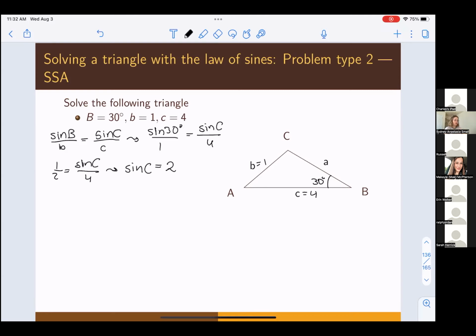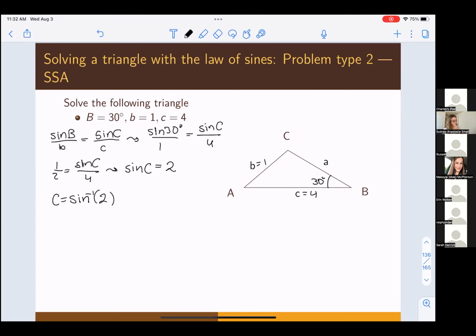2 is not a nice y coordinate I know on my unit circle. So I have to use my inverse trig functions in order to solve for C. So I know that C, or one of the solutions to C at least, is the inverse sine of 2. Normally I would say plug this in your calculator to figure out what it is, but if you haven't already plugged this in your calculator, this should raise a red flag.